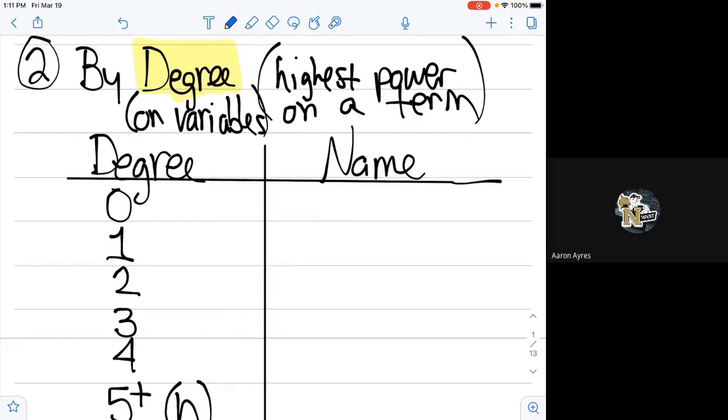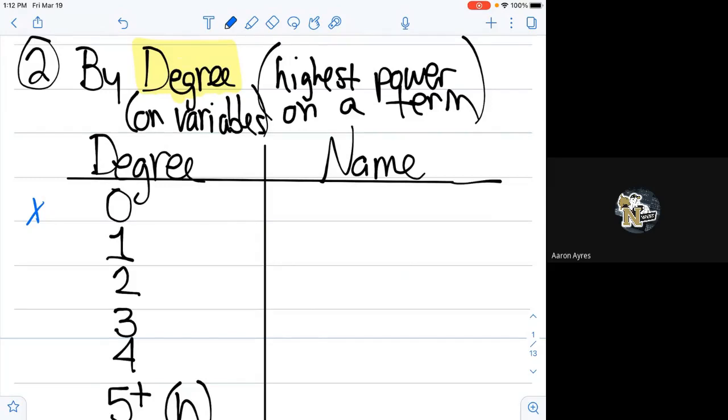The degree of a polynomial is the highest exponent on the variable. So if you have a lot of terms, and they all have different exponents on your variable, the degree of the polynomial is determined by the term that has the highest exponent, and the degree itself is that actual exponent, the highest exponent on the variable.